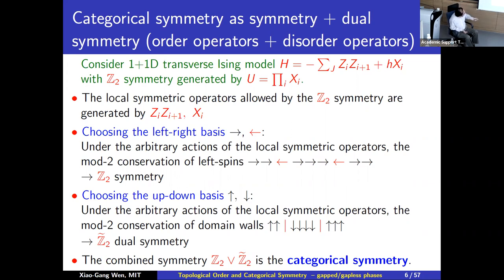Therefore, the combination of these two symmetries, Z2 and Z2 dual, is the categorical symmetry. So that's what we mean by categorical symmetry. And we use this very simple string symbol V, not the times. You know, we have combined two symmetries, it's just Z2 times Z2. Well, why do we use V, not times?